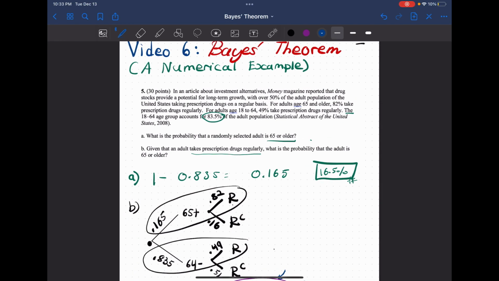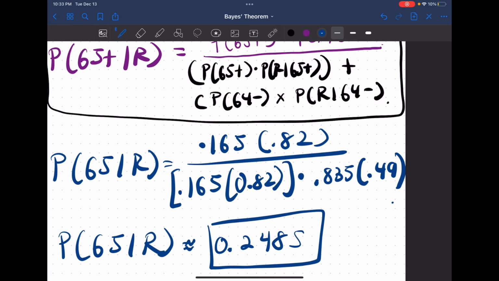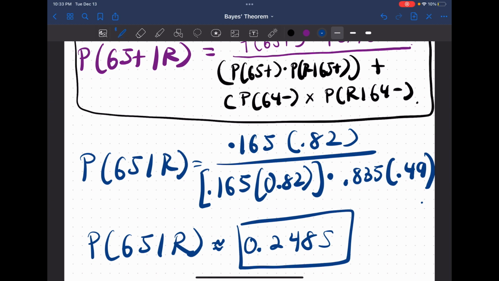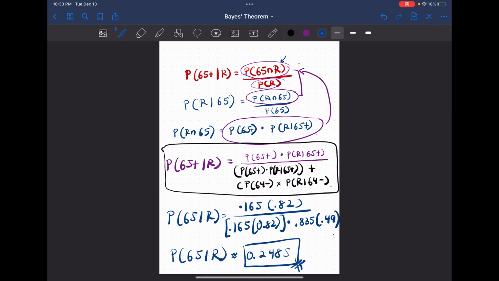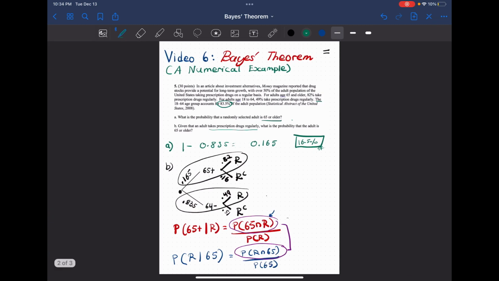So given that an adult takes prescription drugs regularly, the probability that the adult is 65 or older is 0.2485. I hope this makes you understand what Bayes' theorem is, and most importantly, breaks down the formula, how the formula came to be. This is the process of how the formula came to be. Don't forget that. It makes it intuitive for you.